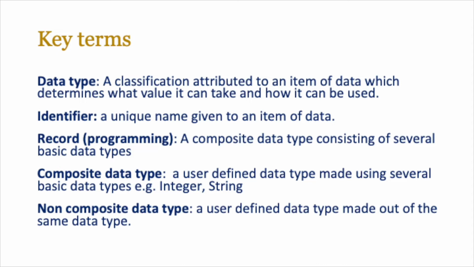For example, you might want to store a book record which has the name of the book, which could be in string format, and you might have a price which could be in real format. So two basic data types could be used to construct a new composite data type. Therefore, non-composite data types are user-defined data types which are made of the same data type. So composite basically means a compound in a way, which is a mixture of different elements, and non-composite basically is the same element or the same data type.